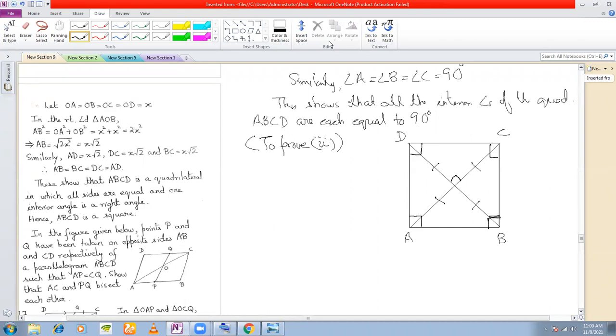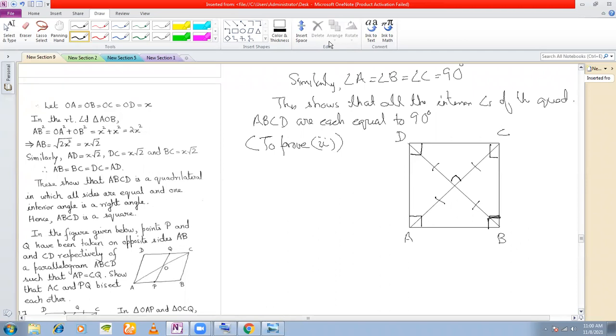Any theorem? No. Even in a rectangle, the diagonals are equal. Even in a rectangle, the interior angles are 90 degrees. So what? It may be a rectangle also. So what is your conclusive proof? Something that is beyond doubt. What you are saying has some doubt. It can be a rectangle also.